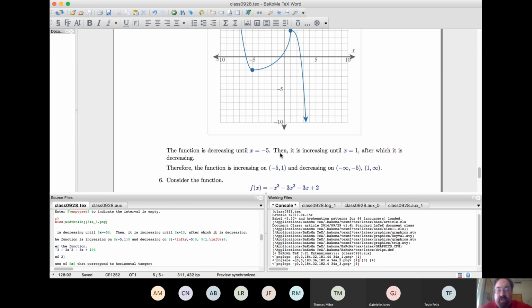And notice the entire real number line is covered. So we have minus infinity to -5, decreasing, -5 to 1, increasing, 1 to infinity, decreasing. So you think of these intervals being chained together that cover everything through either increasing or decreasing.